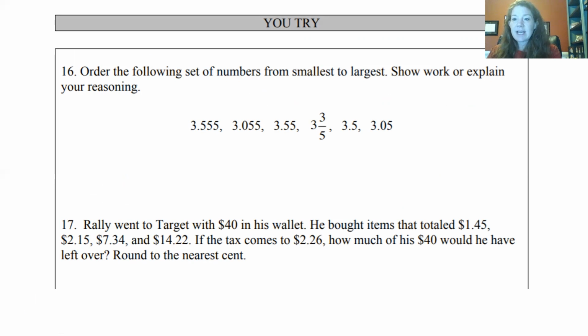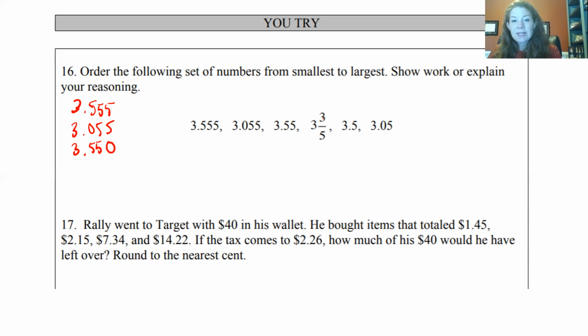All right, so let's see how you guys did, if you got the right answer. So if we're going to line up all these decimals, we need a little bit of room. So the first one is 3.555. The second one is 3.055. Then we have 3.55. We'll add a decimal. We'll add another digit, which will be 0.